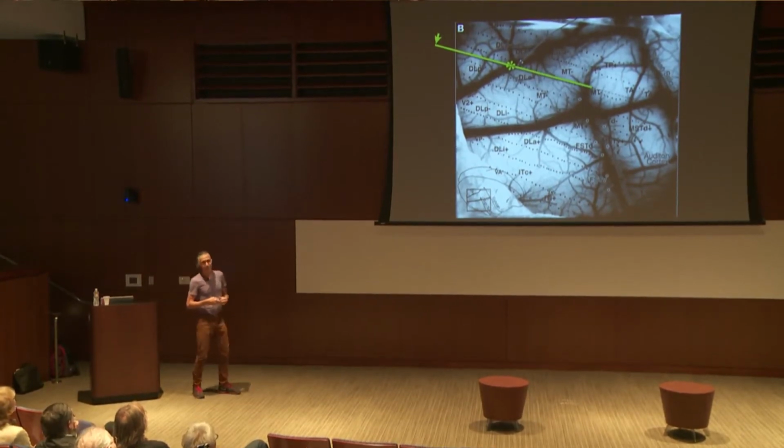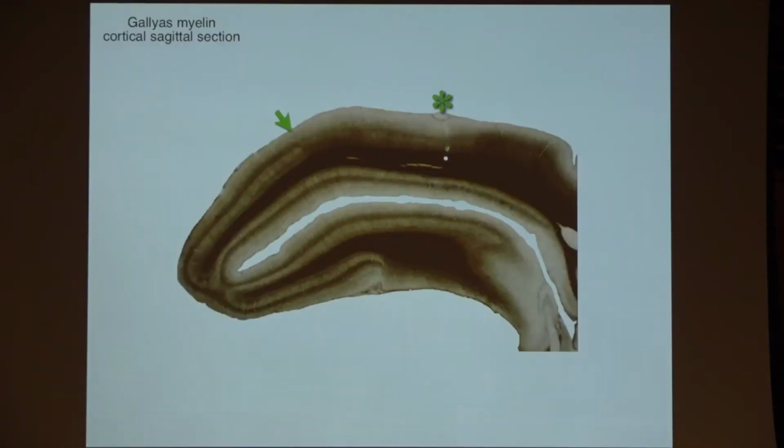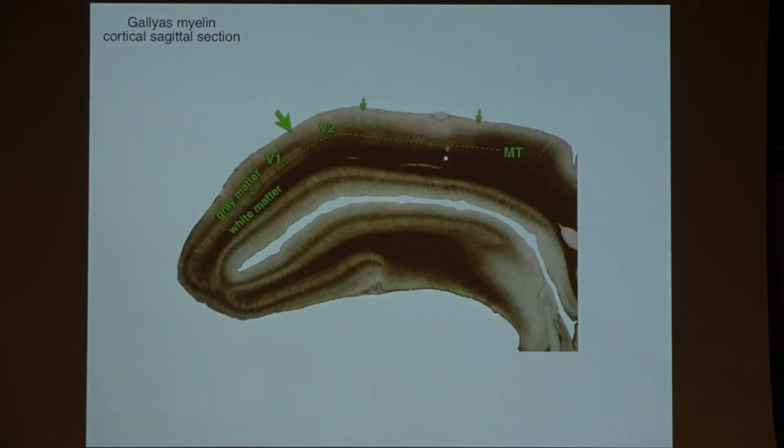Here's a sagittal section through MT. You can see that big blood vessel at the star, and some of the maps are pretty obvious. Like the V1, V2 border is the most clear map. It was discovered just by macroscopically looking at brains.